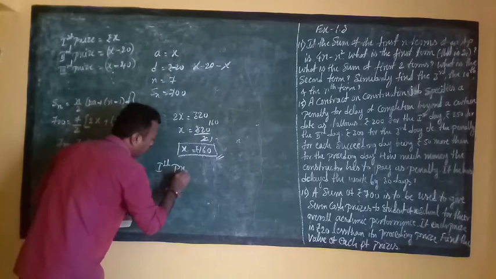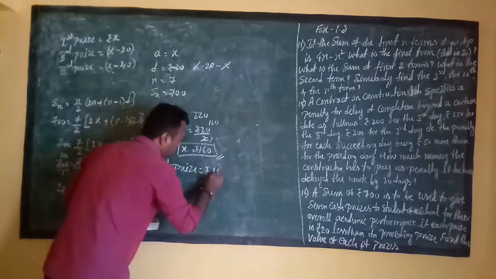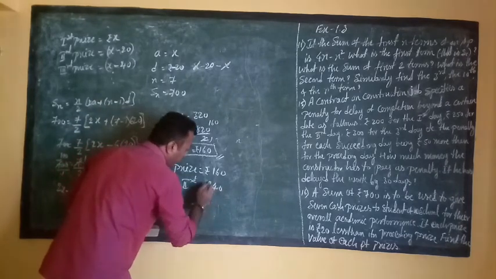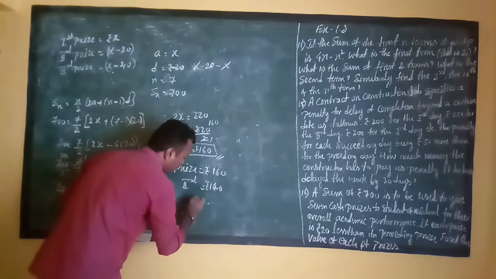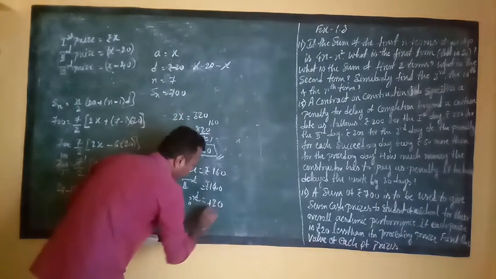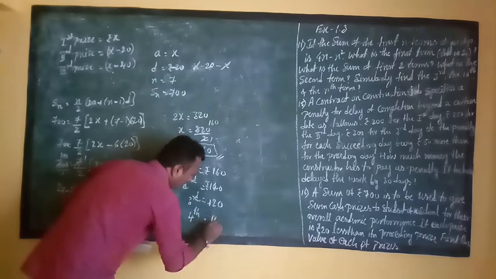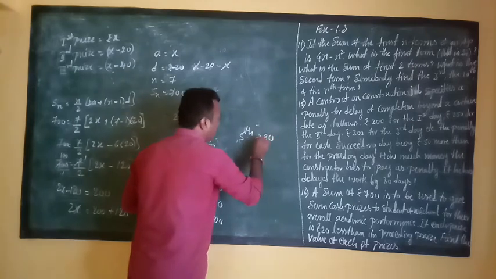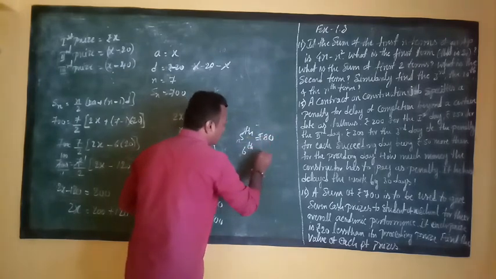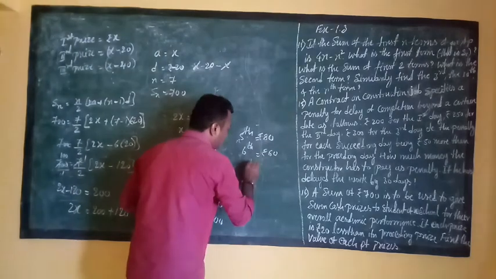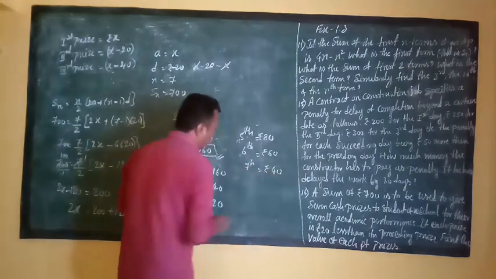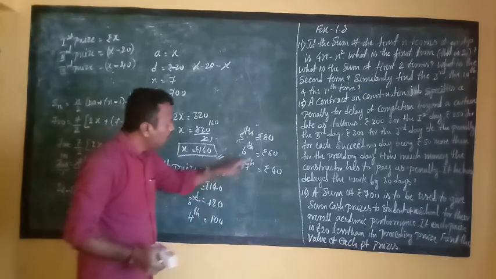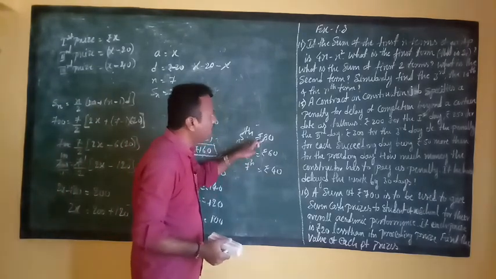First prize is 160. Second prize, how much? Less than 20, therefore 140. Like that. Third prize 120. Fourth prize 100. Fifth prize 80. Like that. Sixth prize rupees 60. Seventh prize rupees 40. If you add these numbers, 160, 140, 300, 420, 520, 600, 660 and 700.